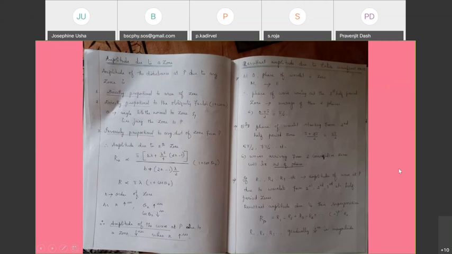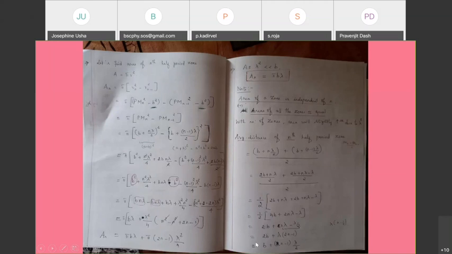The second thing is that it is directly proportional to the obliquity factor, which is given straight away. It is 1 plus cos theta, where theta is the angle between the normal to the zone and the line joining the zone to P. That angle between the two is theta, right? And then the amplitude of the wave at point P is inversely proportional to the average distance of the zone from point P.